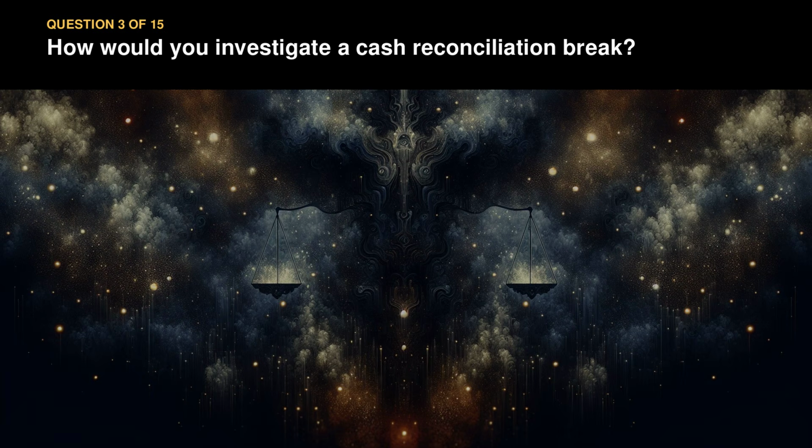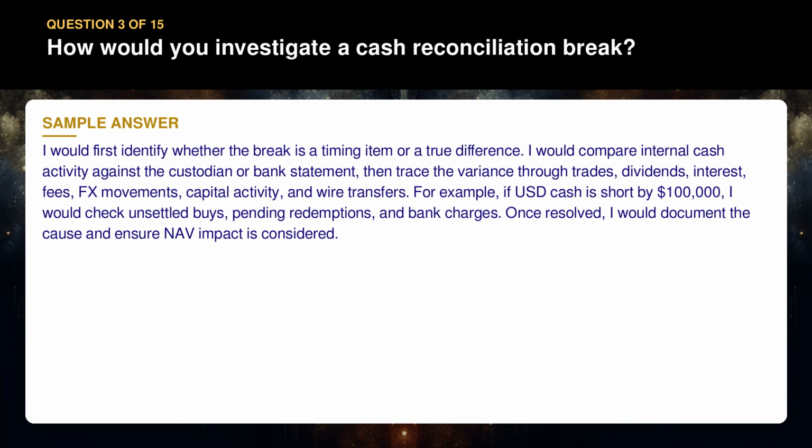Question 3. How would you investigate a cash reconciliation break? I would first identify whether the break is a timing item or a true difference. I would compare internal cash activity against the custodian or bank statement, then trace the variance through trades, dividends, interest, fees, FX movements, capital activity, and wire transfers.